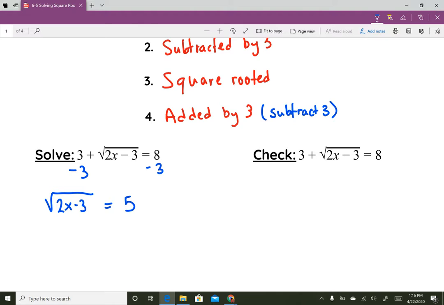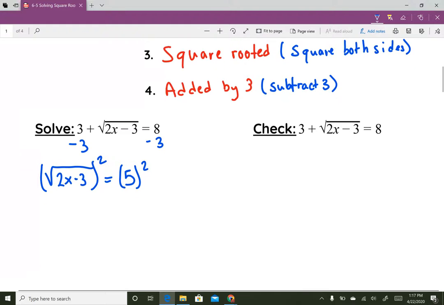Then what's happening? It's being square rooted. Well, how do we get rid of a square root? What's the opposite of a square root? Well, let's just square both sides. Okay, easy enough. I'll take this here and I'll square it. I'll take this here and I'll square it, because remember the index here is 2. So I'm left with 2x minus 3 equals 25. To get rid of a square root, we square both sides.